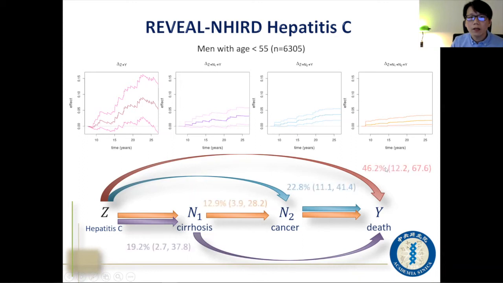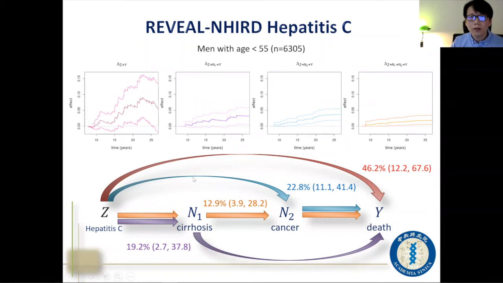We can further calculate their relative contribution. The effect mediated by liver cirrhosis is about 19%, mediated by both is about 13%, and mediated only by liver cancer is 23%. Interestingly, the effect not mediated by either liver cirrhosis or cancer is quite large, almost 50%. That indicates that hepatitis C can lead to mortality through non-liver diseases. This is also compatible with clinical literature, where it is well known that hepatitis C is a systemic disease, so it has an intrahepatic component as well as an extrahepatic component.